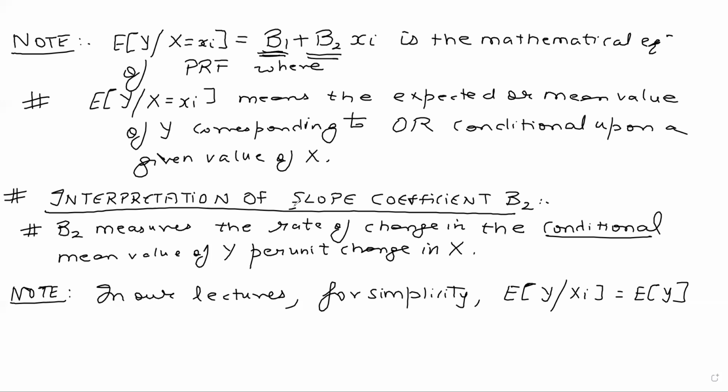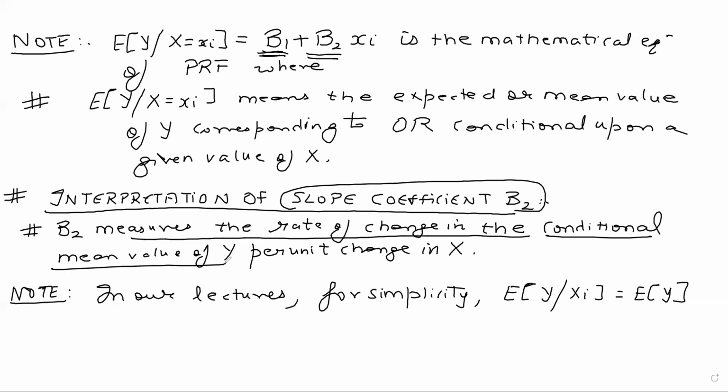How do we interpret the slope coefficient b2? It measures the rate of change in the conditional mean value of y per unit change in the variable x. And for simplicity, in my coming econometrics lectures, I will simply be taking expected value of y given xi as expected value of y. What we have covered today is the concept of non-stochastic population regression function. But in the next lecture, we will look at the concept of stochastic population regression function, where we will also have the random error term, which we will do in the next lecture of econometrics.